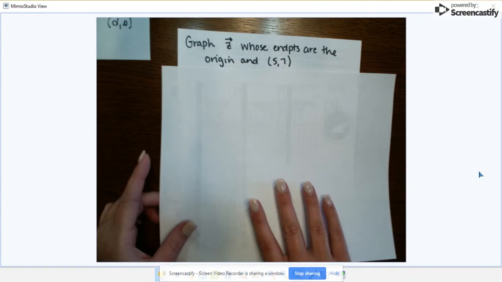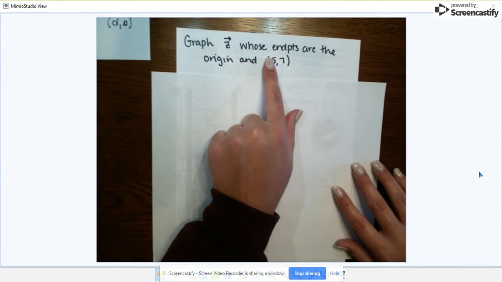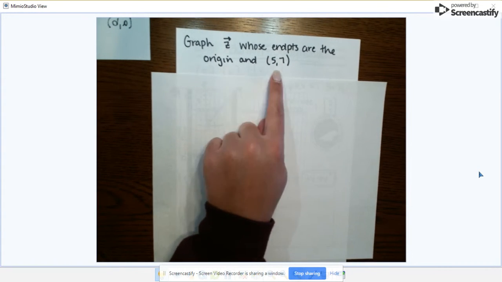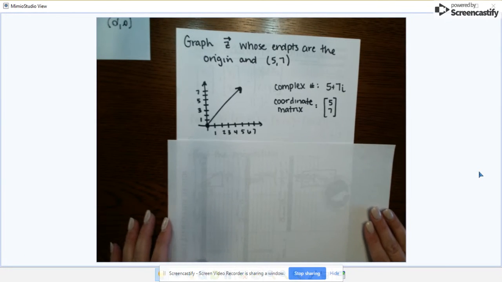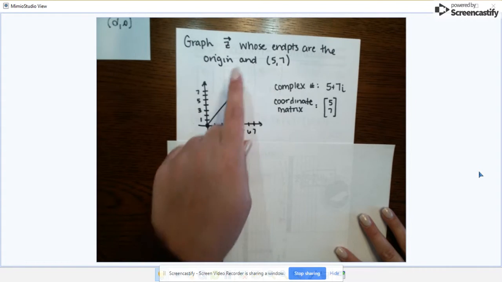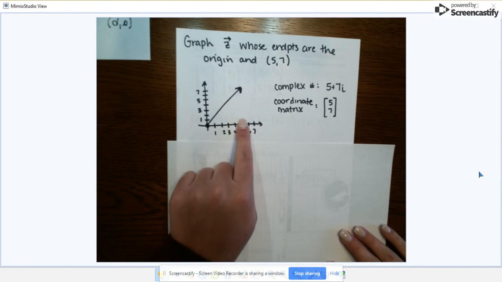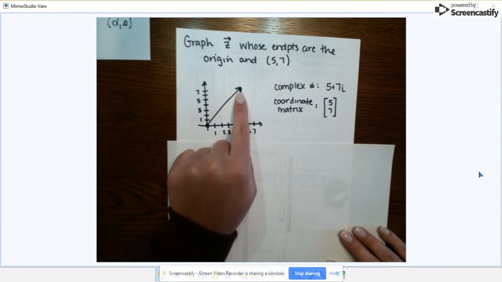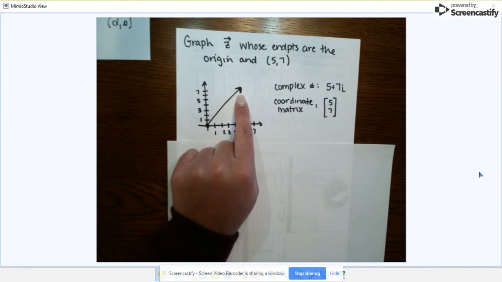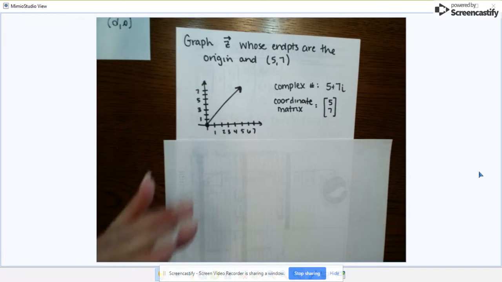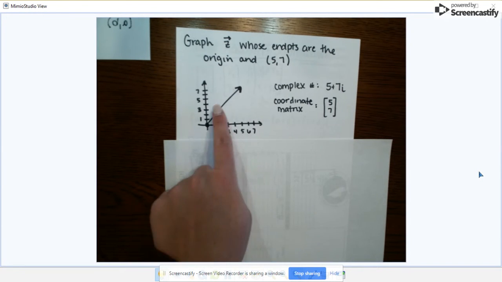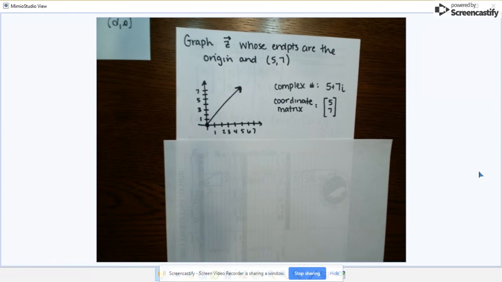So our goal is to graph vector z with the endpoints of the origin and then 5, 7. So we're going to graph it on just a regular xy coordinate plane. This is still our x, so I go over 5 and then up 7. We have to write an arrow on that vector, though, to show that it's going in that direction. So here's our starting point, here's our ending point, but it's going in that northeast direction.